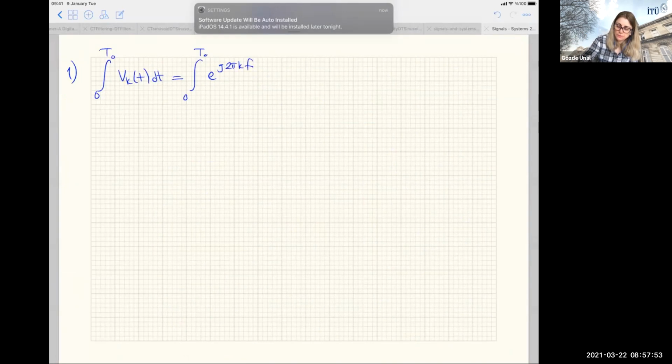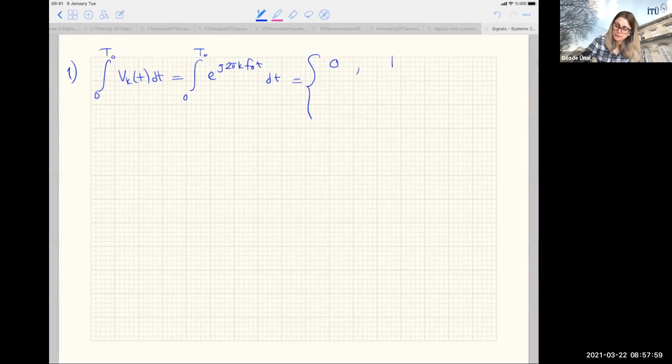Let's write this guy. Then this first property says the integral from 0 to t0 of vk of t dt, which is equal to the integral of e to the j 2 pi k f0 t dt, is equal to 0 for k not equal to 0, but it's equal to the period for k equals 0. So this is the first property of a basis function. So this was property 1. It's important to know this.